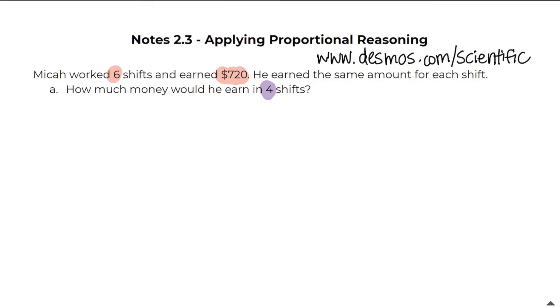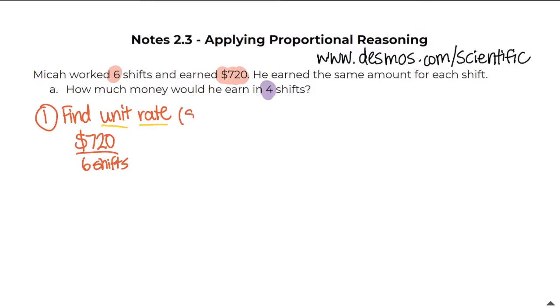So the first thing that I need to do for a question like this is figure out how much money Micah makes per shift, which is also known as the unit rate. So I would take the amount of money that he earned, which is $720, and divide that by 6 shifts, because the unit rate is how much money he makes per shift, out of 6 shifts.